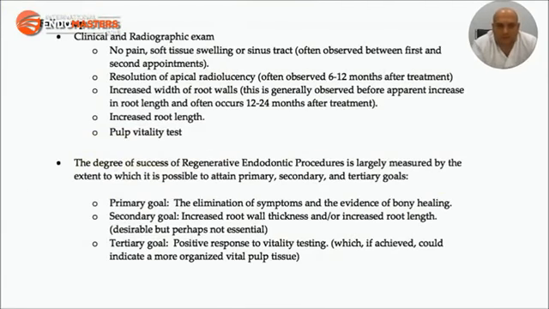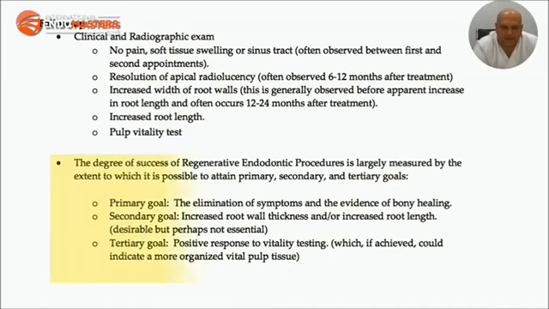What you would like to see in your follow-up appointments is no pain, of course, no soft tissue swelling or sinus tract. You would like to have resolution of apical radiolucency, and normally this is observed 6 to 12 months after treatment, and you would like to have an increased width of root canal walls and increased root length.